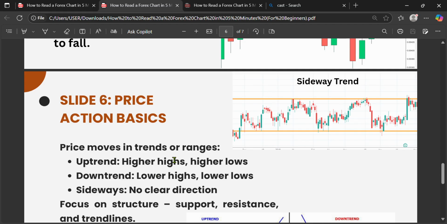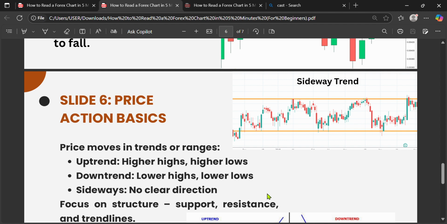Now, they said focus on structure, support, a good support which is also called a key support, resistance, and also trend lines. That is what will make you stay profitable in the market. Understanding structure is very important. What is the structural bias that the market is giving? Is it on a bullish side? Is it on a bearish side? Or is it in a ranging market?